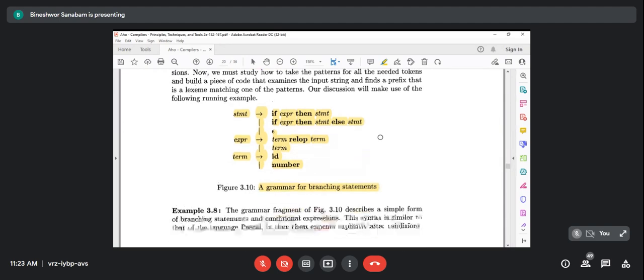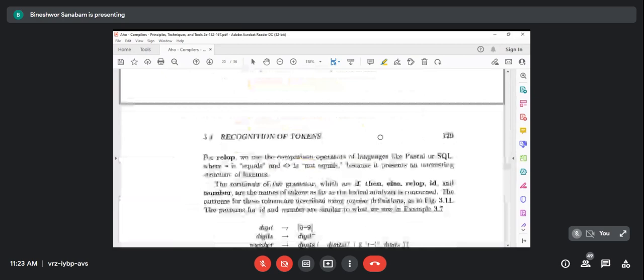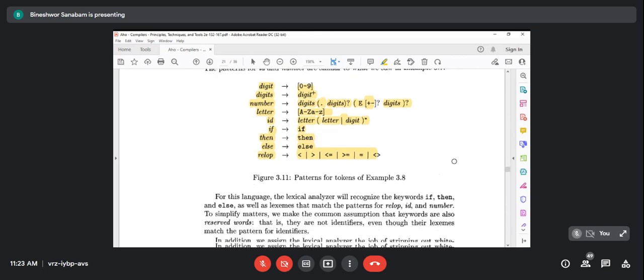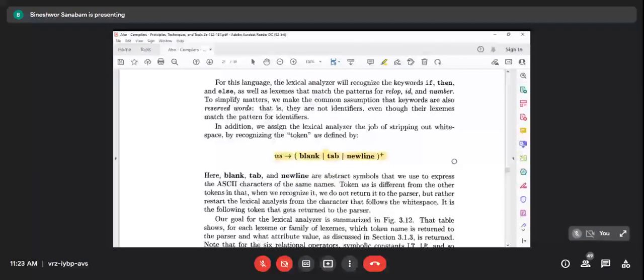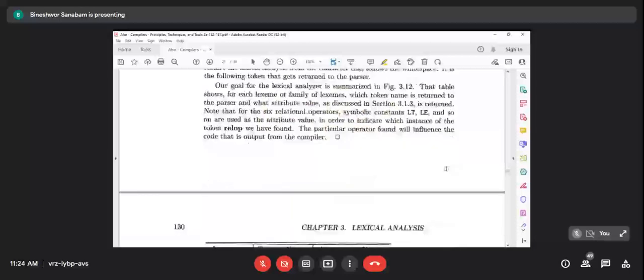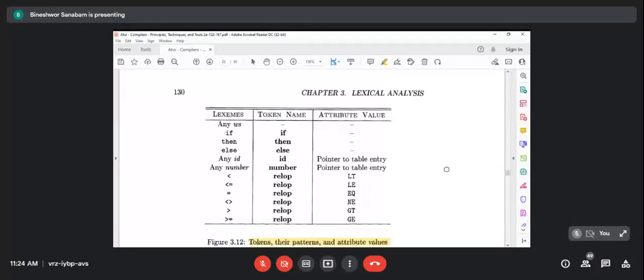So these are all our definitions or patterns of a token. Even this you can just look through. And white space also, these are definitions. So I'll send this PPT as well. You can just go through it.